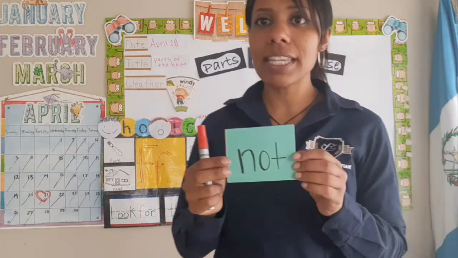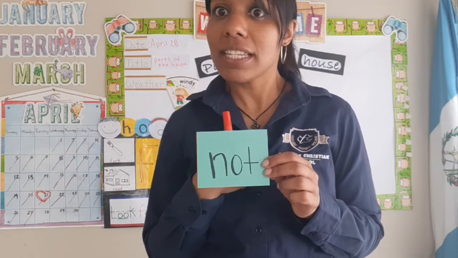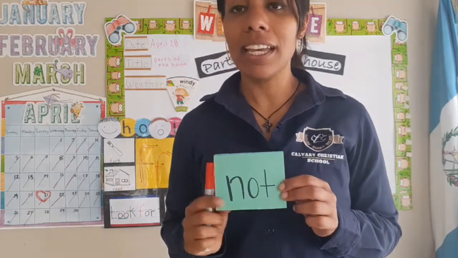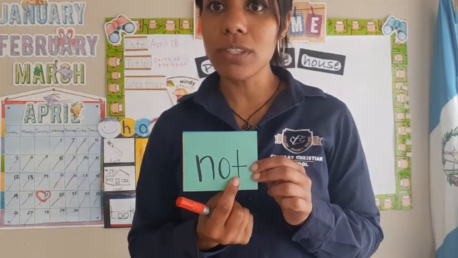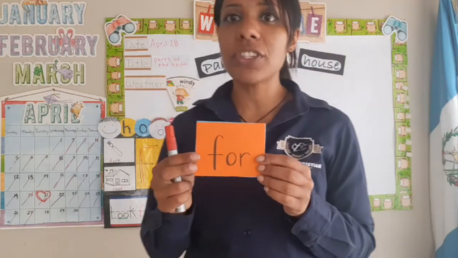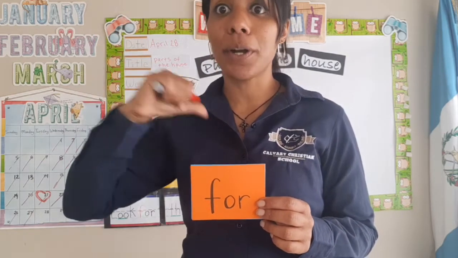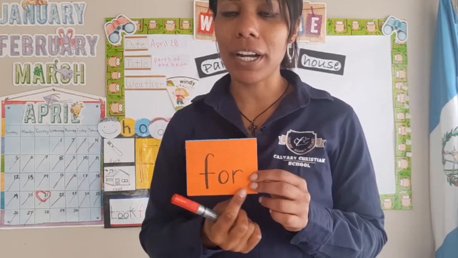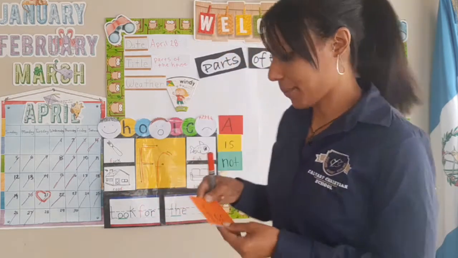Okay, the next word is not, right? So, not me, right? If somebody said, who got the marker? And you're going to say, not me, right? So, not, N-O-T. The next word is the word for. Is that for me? Is the marker for me? Yes, right? So that I can use it. Good job. So, for. And we spell it F-O-R. Good job.